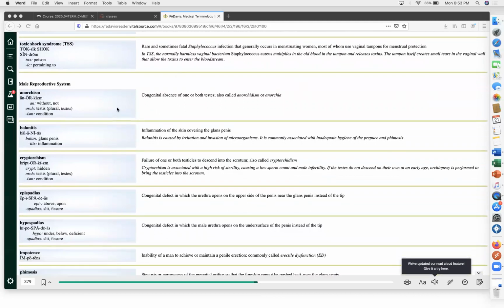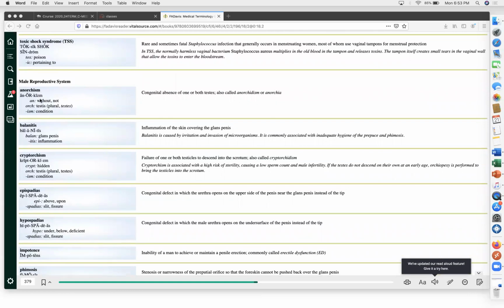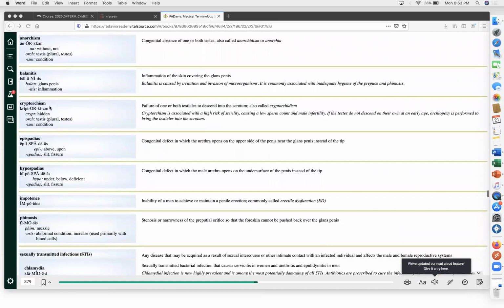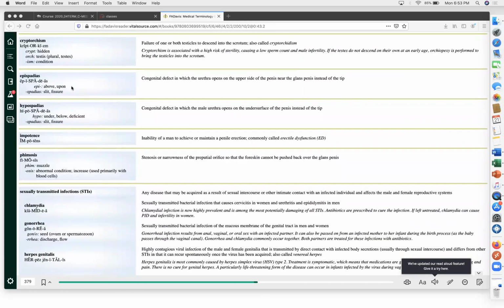Anorchism, that's no testes, because orchid is testicles, and an means no or not. Balanitis, we run through. Cryptorchism. Epispadias. Epispadias is when the opening or the introitus of the penis should be at the top of the glans penis, but sometimes it's on the sides.